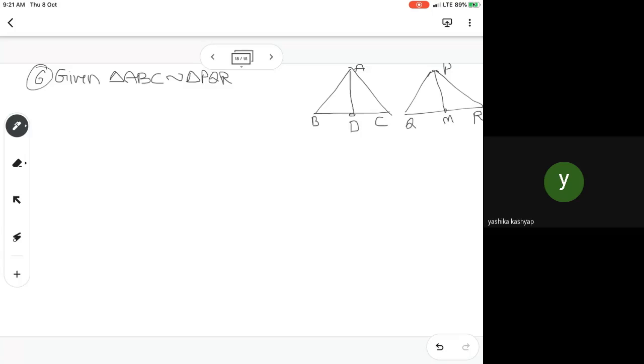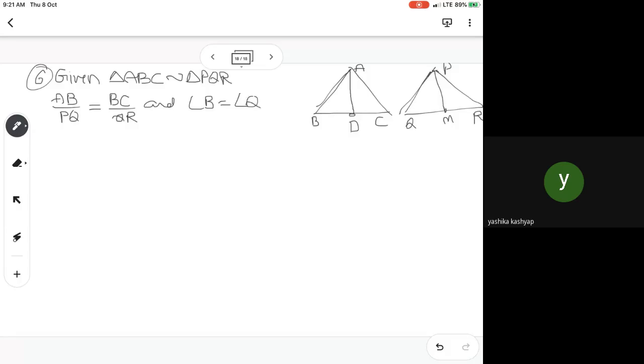Is it clear to you? We know that. So if you are able to prove that, already we have proved in the previous problem that if these two triangles are similar, then AB by PQ is equal to BC by QR, and angle B is equal to angle Q.